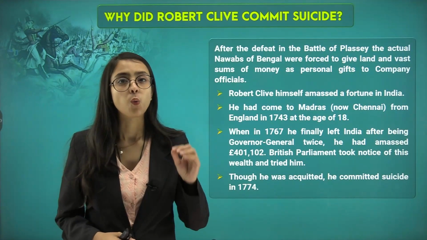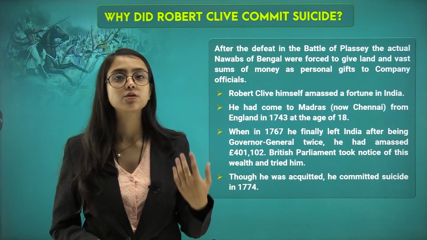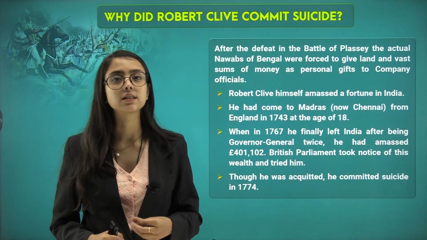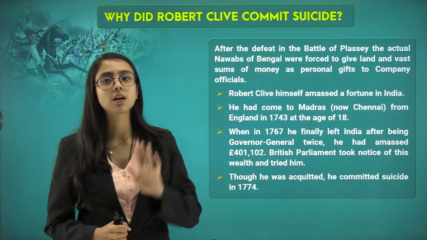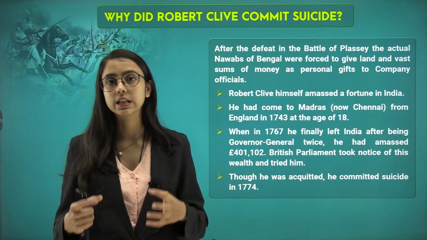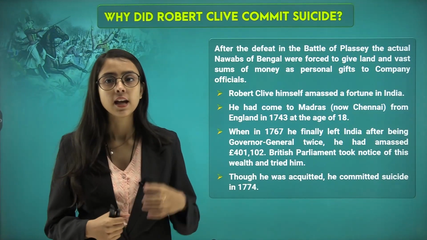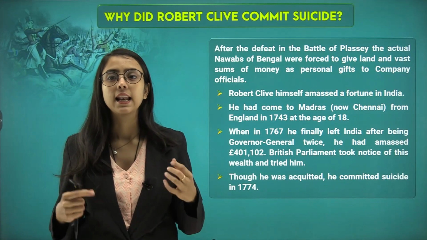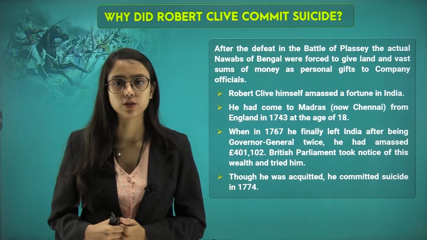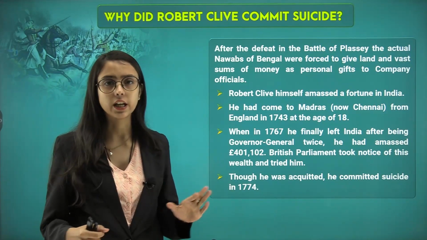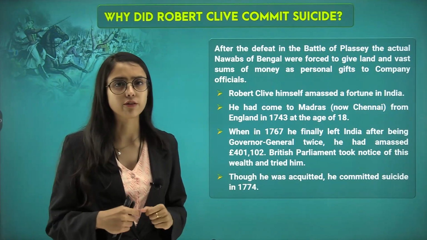So why did Robert Clive commit suicide after the Battle of Plassey, after the winning of the East India Company? What was the reason that he committed suicide? He killed himself. After the defeat of the native Nawabs in the Battle of Plassey, they were forced to give large amounts of money, land, and personal gifts to the company officials. Robert Clive himself amassed a fortune in India. He gained a lot and profited well.